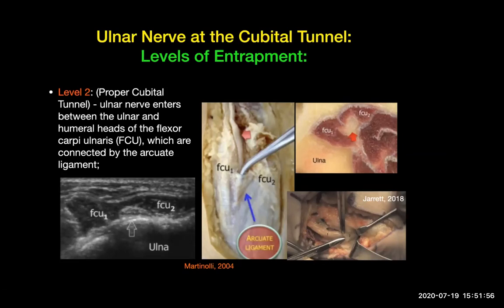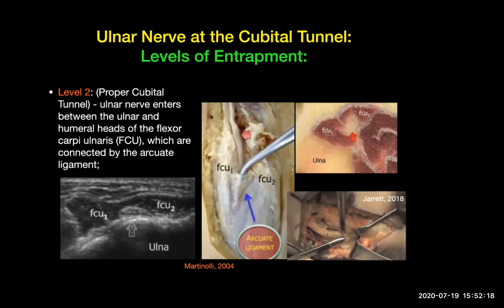The one above is just the covering of the Osborne retinaculum, but just below that, we have a ligament called the arcuate ligament that binds the 2 flexor carpi ulnaris heads, okay? So there are 2 heads on both sides. Then there is a ligament that bridges them. The ulnar nerve is in between.